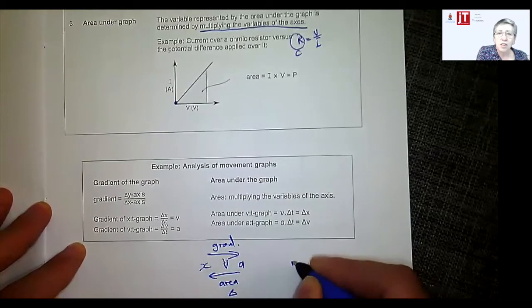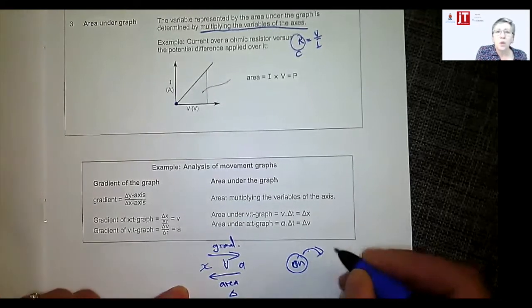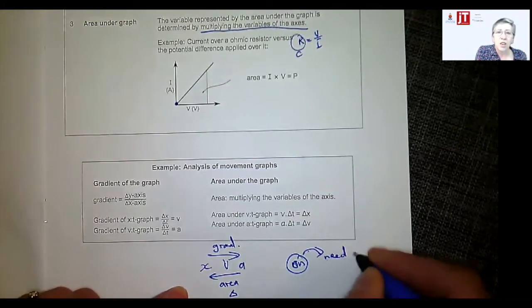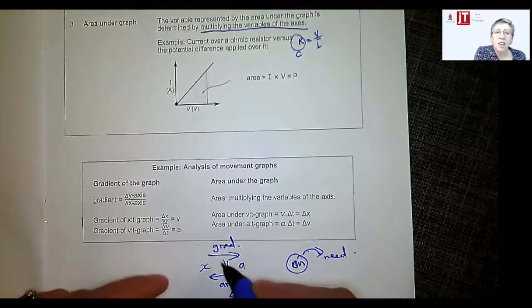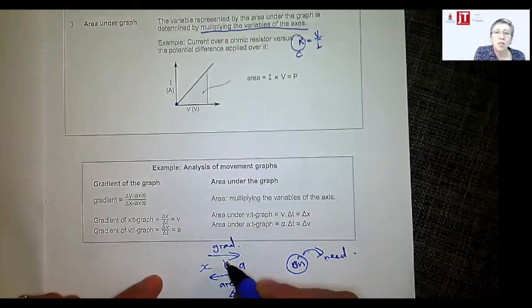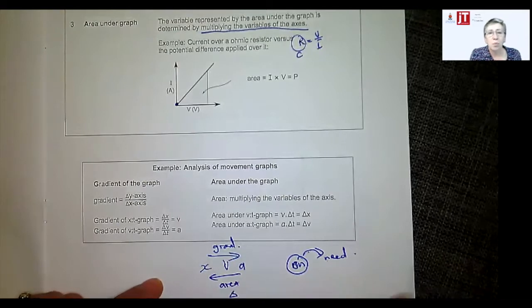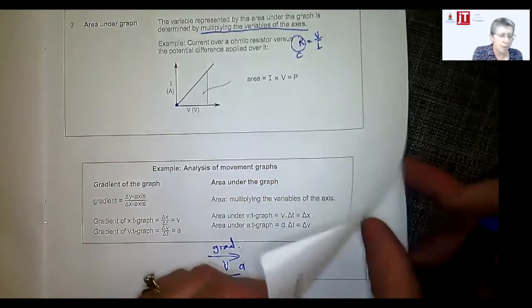So you had to start out and say, I am on whatever graph, and then what do I need, right? So you're on a vt graph and you need a, it will be the gradient of that graph. If you're on a vt graph and you need the change in x, that will be the area underneath the graph. So that you've done already in grade 10.